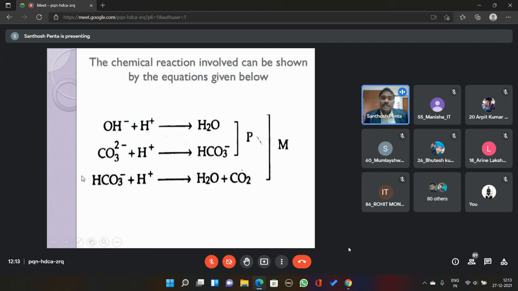That means during the titration, what type of chemical reactions are taking place? These reactions are taking place. If hydroxide ion is there in the water sample, it may react with H plus ion and produce H2O. That is neutralization, because simply here basic substances are reacting with acid. So hence neutralization is taking place.